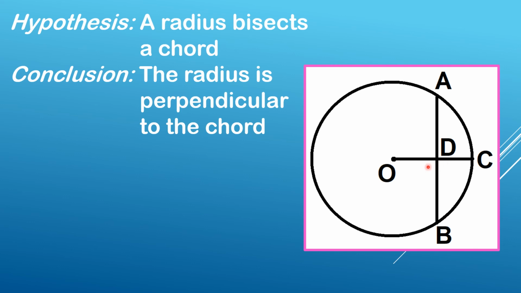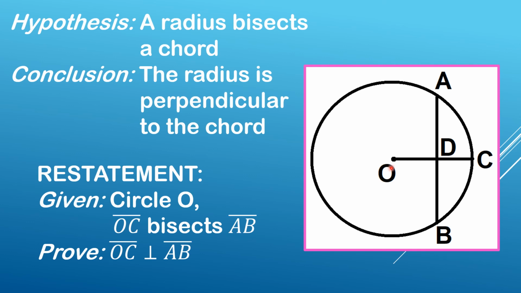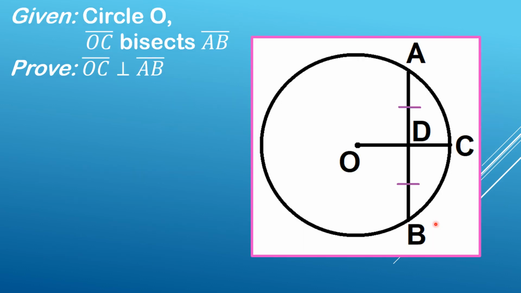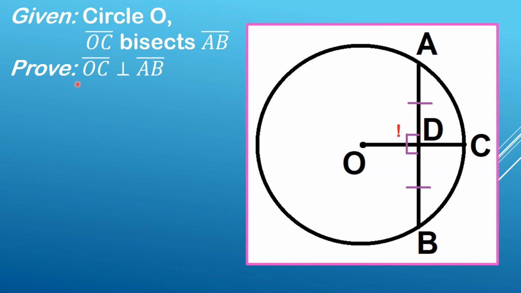Okay, so let's create the restatement. We are given a circle O with, of course, center O. Then line segment OC, the radius, bisects line segment AB, our chord. Now we have to prove that line segment OC is perpendicular to line segment AB. So let's have the marking. When we say line segment OC bisects line segment AB, it implies that line segment AD is congruent to line segment BD. Also, we should prove that line segment OC is perpendicular to line segment AB.